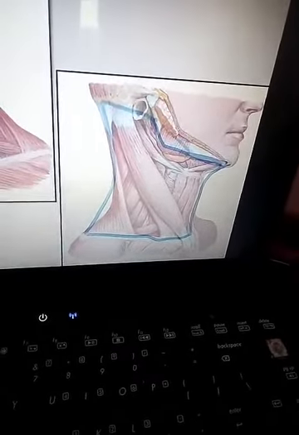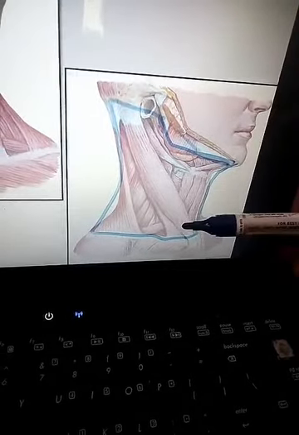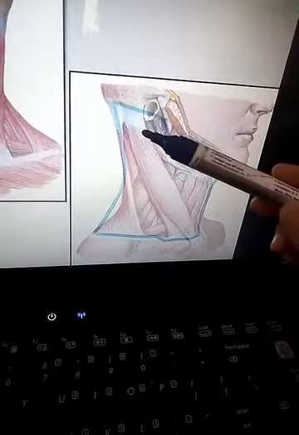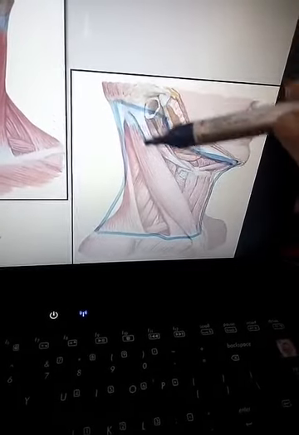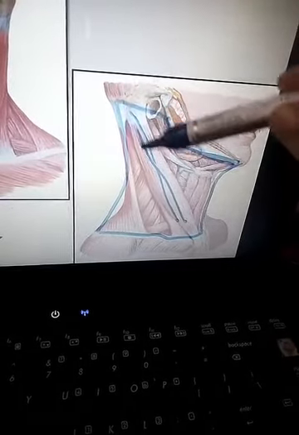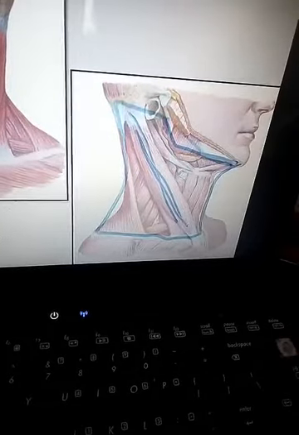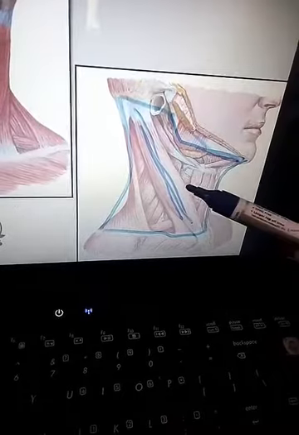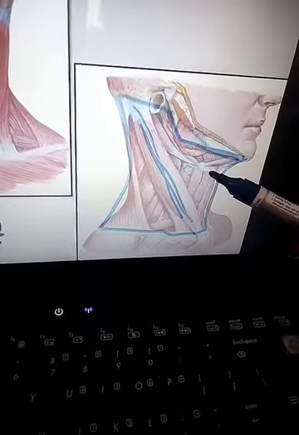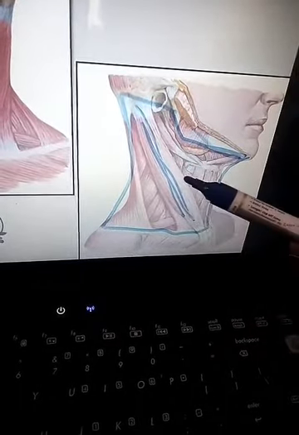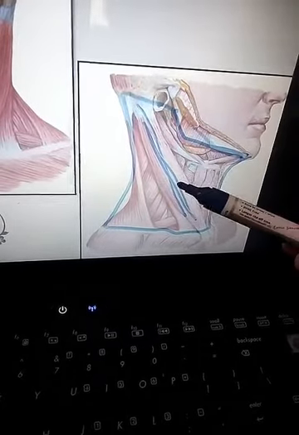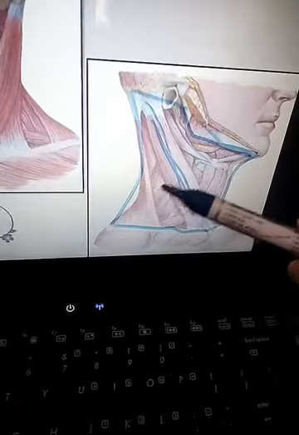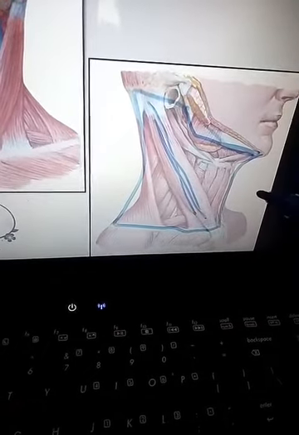Okay? Now this side of the neck is divisible into two parts by a very important muscle that is known as the sternocleidomastoid muscle. This one. So this is the sternocleidomastoid muscle. This muscle divides the side of the neck into two parts, the anterior triangle and the posterior triangle. So the part of the neck in front of the sternocleidomastoid is the anterior triangle, and the part of the side of the neck behind this is known as the posterior triangle.